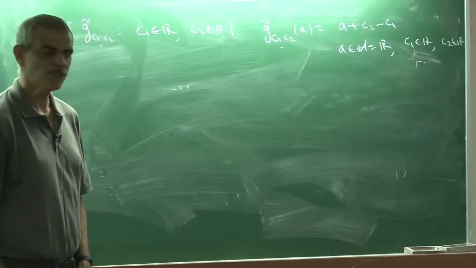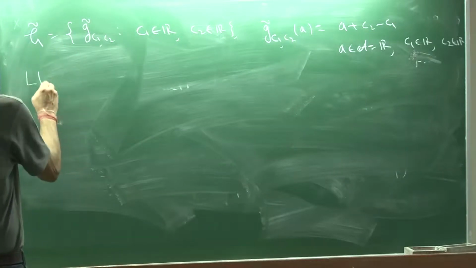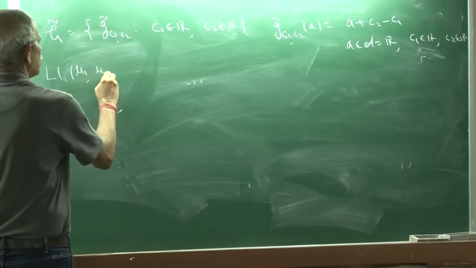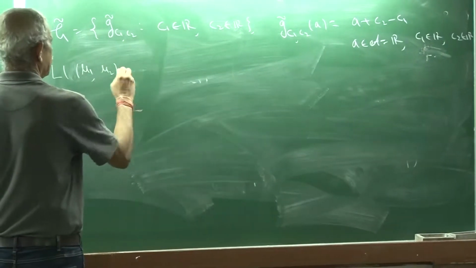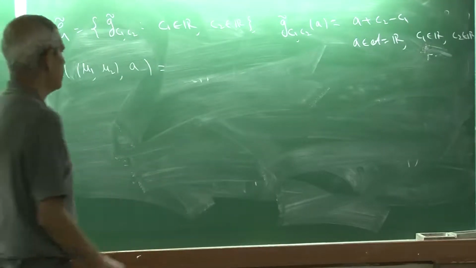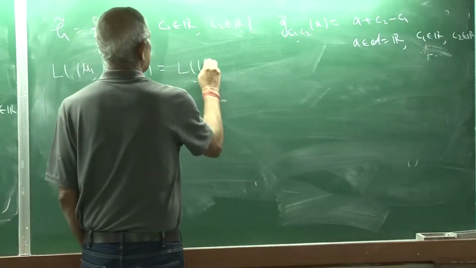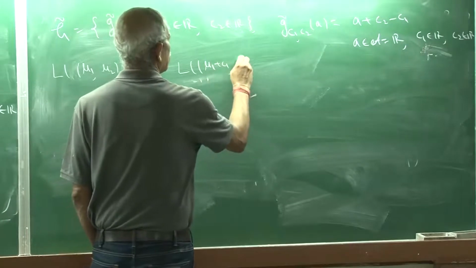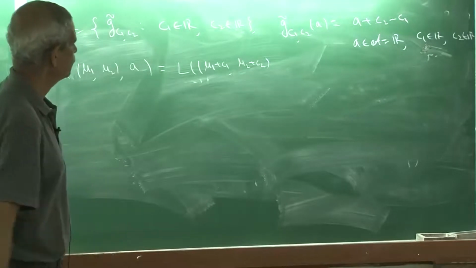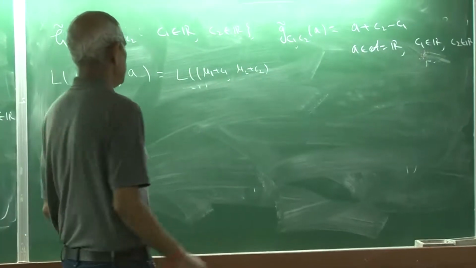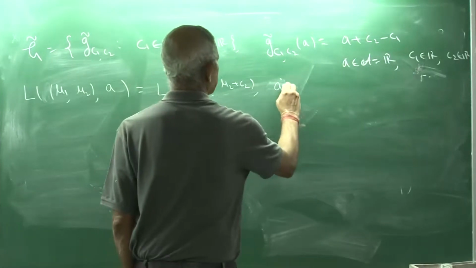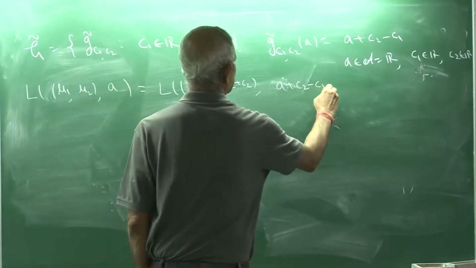I see my loss function to be invariant. So my L of mu1, mu2, L of theta, a should be the same as the loss in the transformed problem. So that means L of mu1 plus c1, mu2 plus c2, and a plus c2 minus c1.